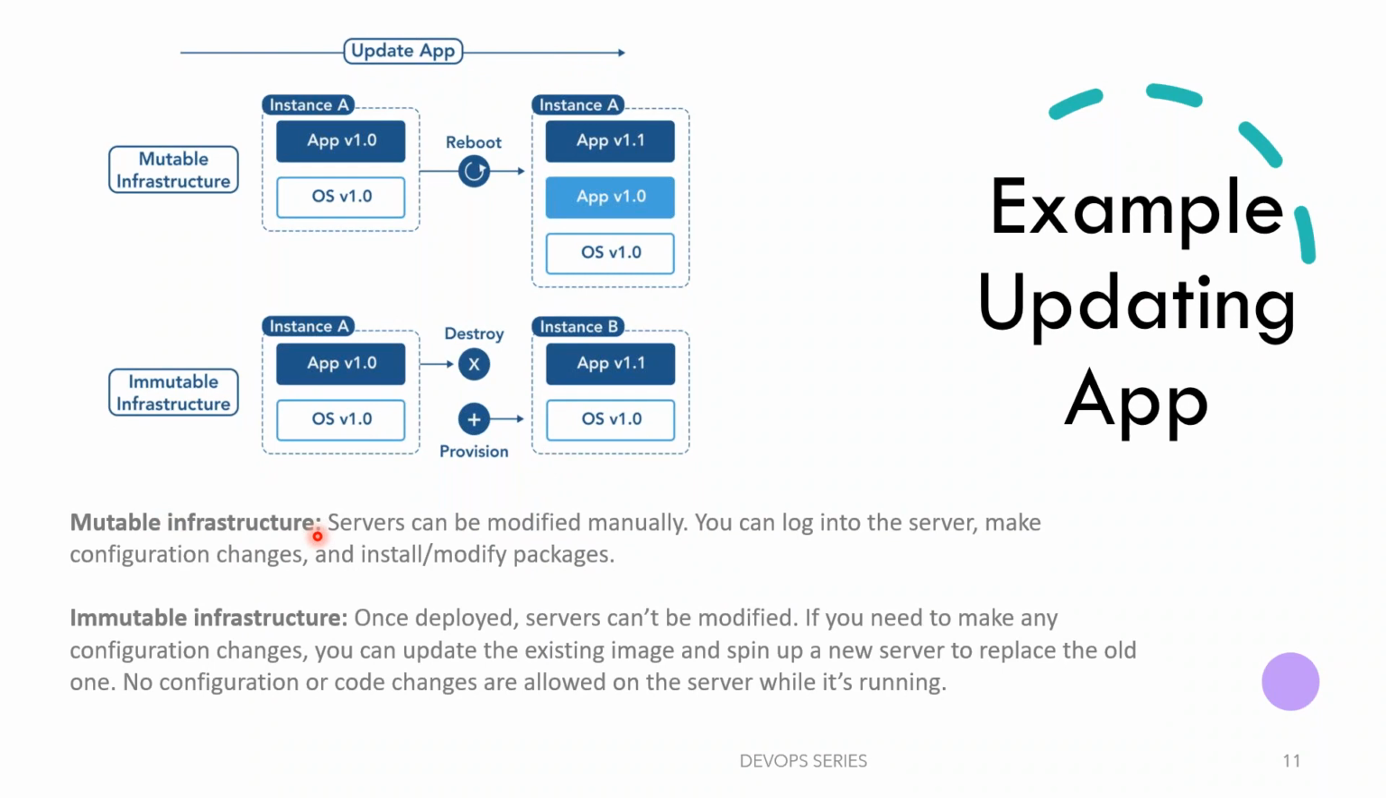In mutable infrastructure, servers can be modified and customized manually. You can log into the server, make configuration changes, and do any installation, upgrade, or update, whatever you want to do. But in the immutable concept, once the system is deployed, it cannot be modified. But you have to think about these things at the application level. So don't think about how the hardware infrastructure is being managed.